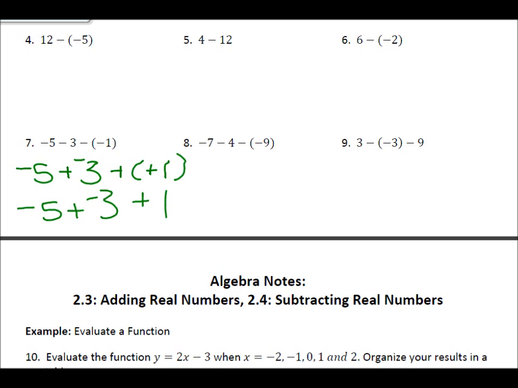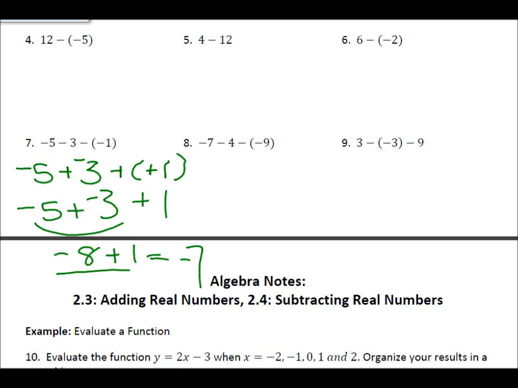Remember, order of operations, we go left to right. So negative 5 plus negative 3 is negative 8. We add and keep the sign. Here we have opposite signs, so we're going to subtract. 8 minus 1 is 7. We keep the sign of the larger number, which is negative.